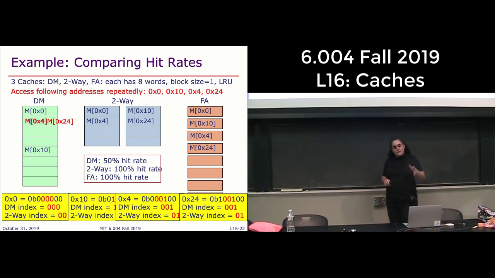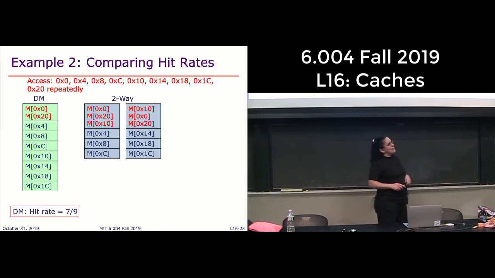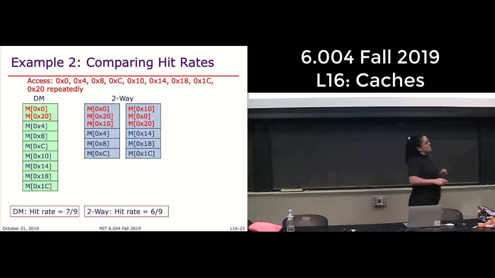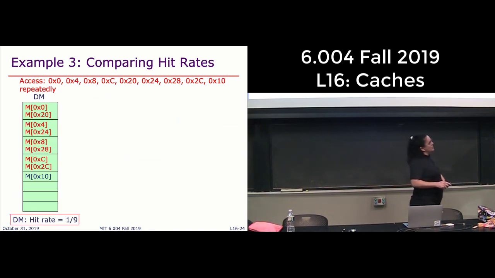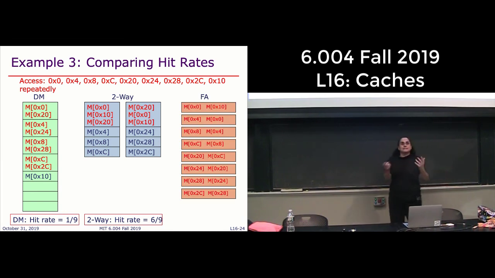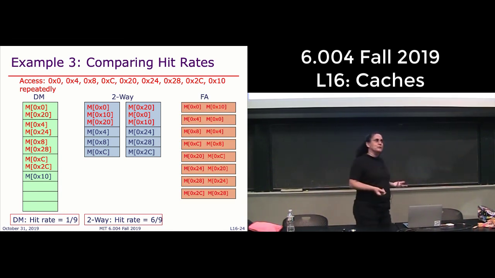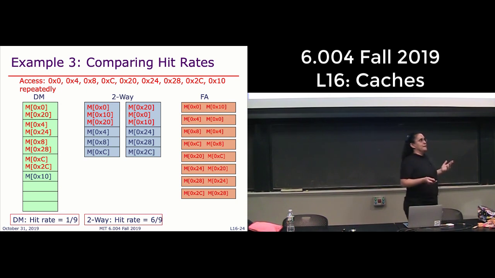I'll let you go through the next two examples, but basically the next sequence shows you a situation where the direct mapped cache does the best, and the last situation shows you a situation where the 2-way set associative does the best. If you go through in detail, you can see that even though I didn't change the configuration of my caches, there is no way to say that this configuration is always better than some other one.